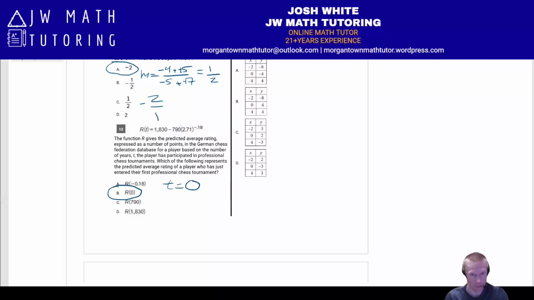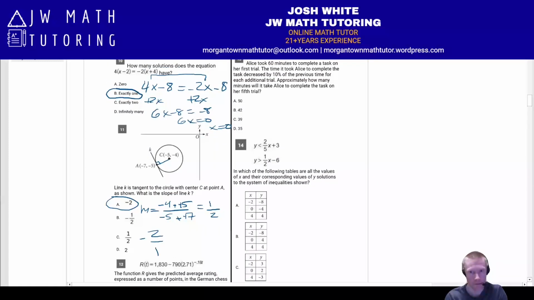It's R of 0. C would tell you the predicted rating for someone who has been playing chess professionally for 790 years. Doesn't even make sense. And same thing with D, 1830 years. And A is a negative number of years. That again doesn't make sense because time you only think of as positive. So the correct answer is B.